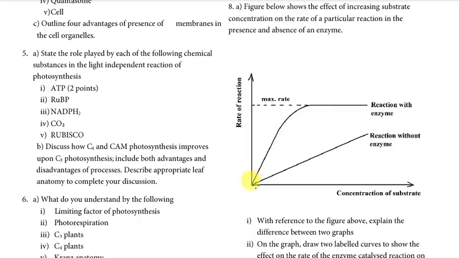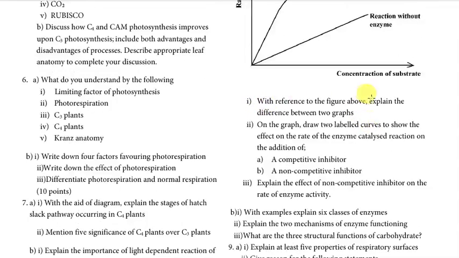The rate of reaction increases with an increase in the substrate concentration when an enzyme is present. But without the enzyme, the increase in the rate of reaction as substrate concentration increases is linear, unlike the other one, which appears slanted, where the rate of reaction increases. You see? With reference to the figure above, explain the difference between these.